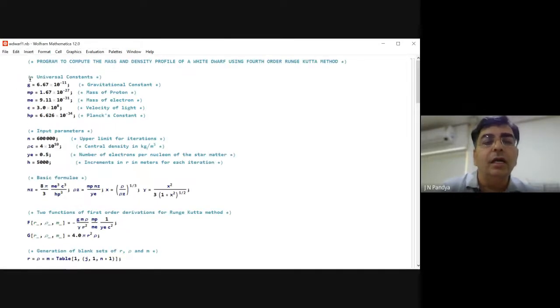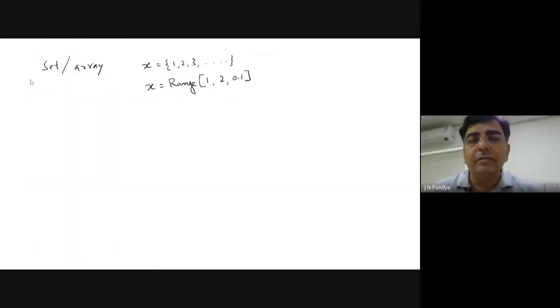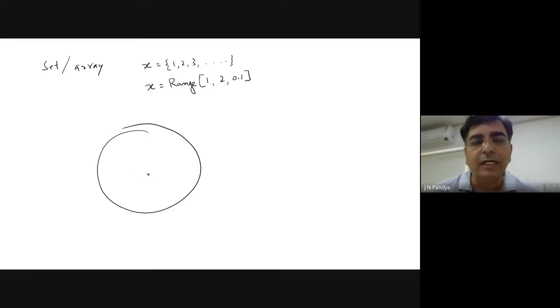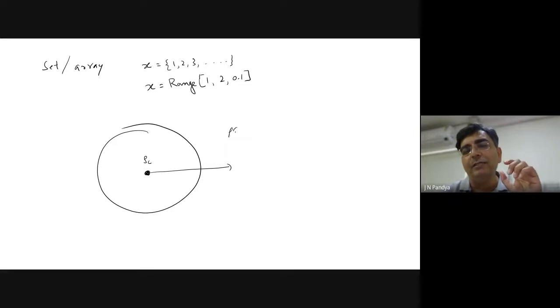See, basically, what happens is, suppose you are trying to solve a white dwarf system. Suppose this is the white dwarf. You are starting from the center and then you are moving in this direction. So at the center, obviously, the density of the star is maximum, and that is what we call rho c. So in our code, it is rho c like this.